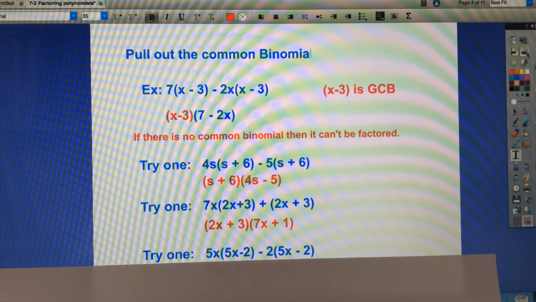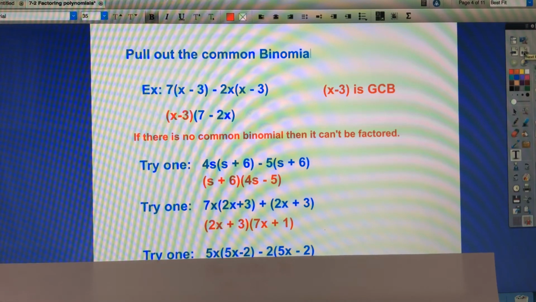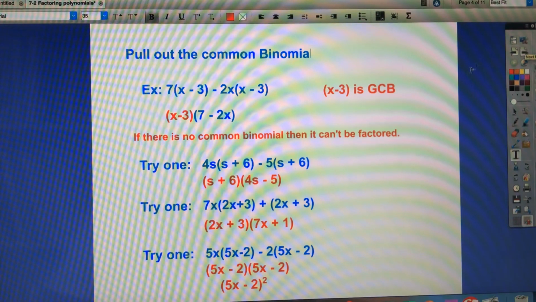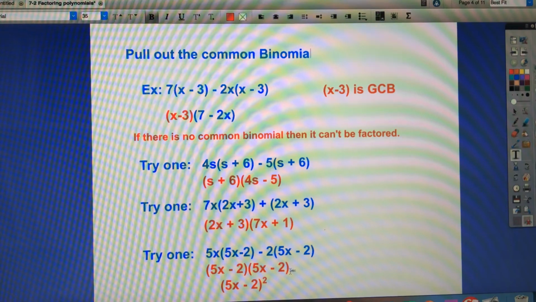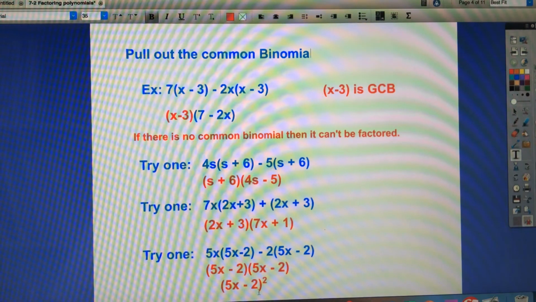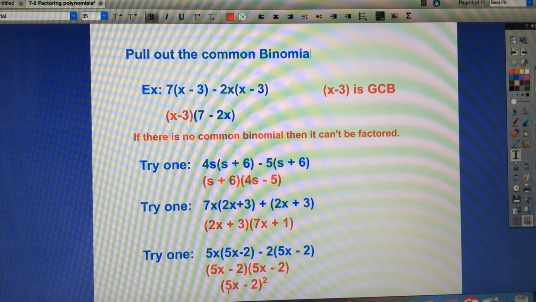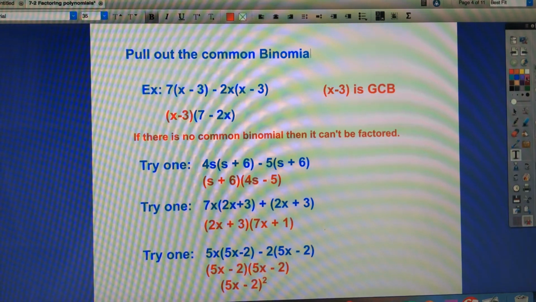Try it on your own. Go ahead and hit pause. This one was a little more interesting. You ended up with 5x minus 2 times 5x minus 2. Well, guess what? When you have a base and it's repeated, the number of times you repeat it becomes the exponent. 5x minus 2 is my base. Happens to be a binomial also, but it's still a base. Squared.